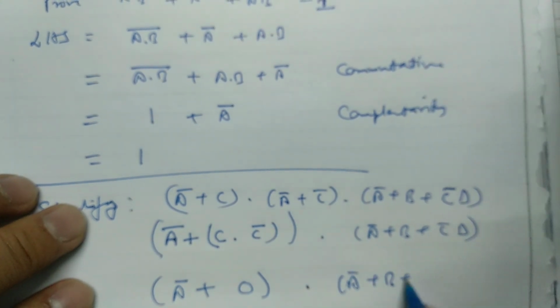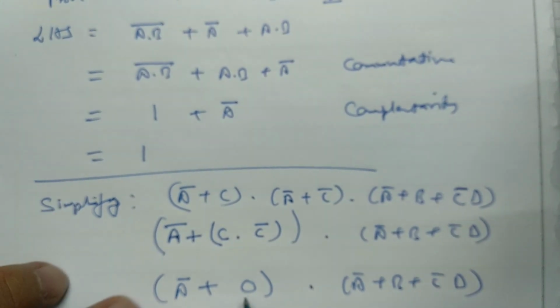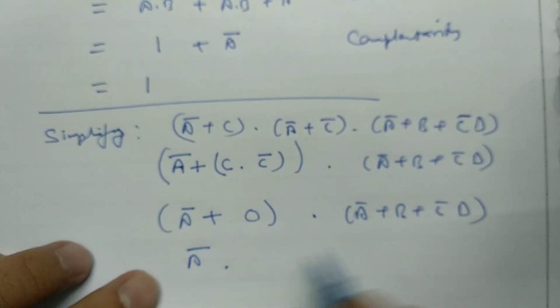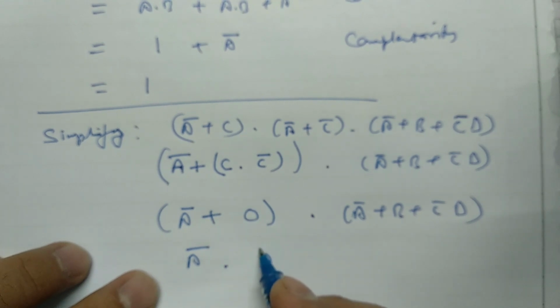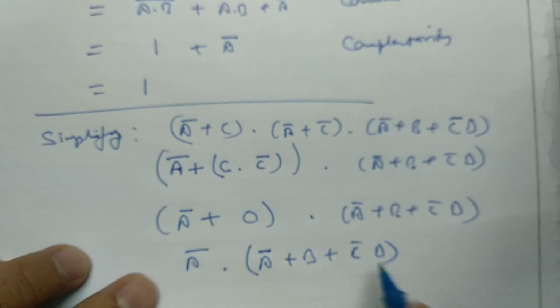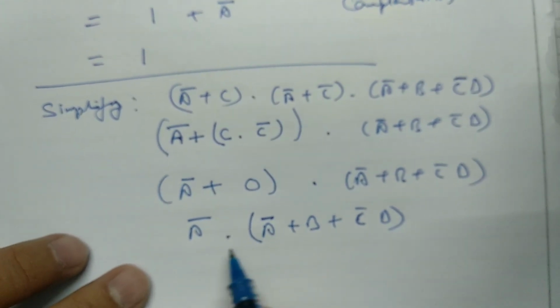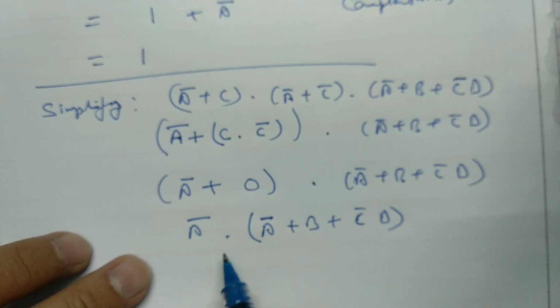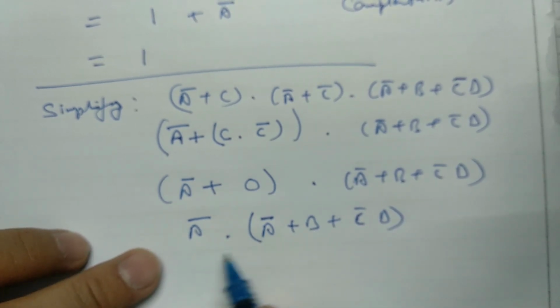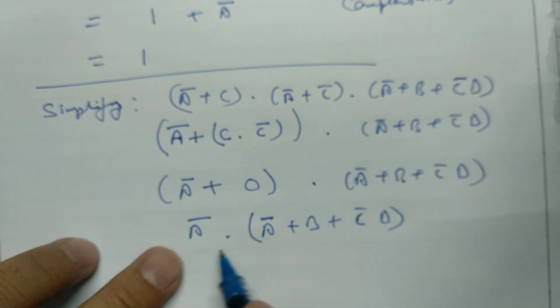A naught or B or C naught D. A naught or 0, the property of 0, that is identity law. If you remember that, A naught or 0 is nothing but A naught, and from here it is A naught or B or C naught D. Now if you look at this one, it's A naught common here and A naught common.